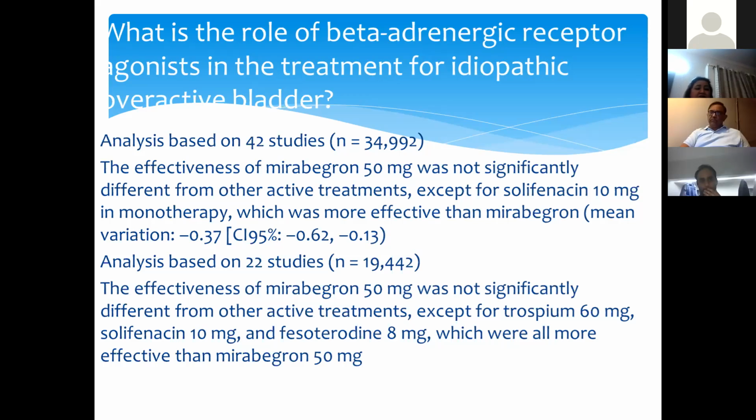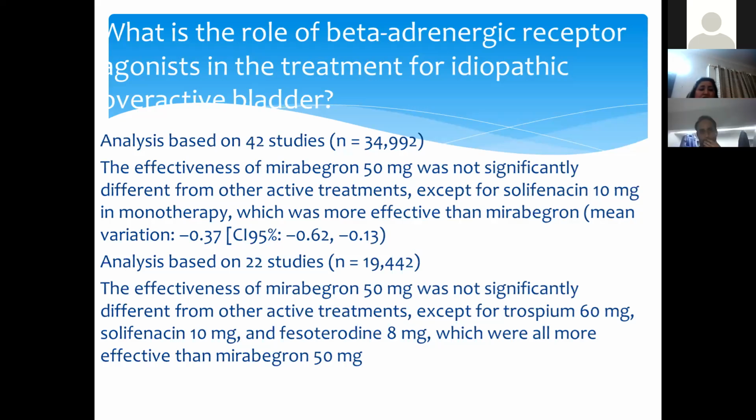The effectiveness of mirabegron, this is the 50 milligram, was not significantly different from other active treatments except for trospium. Now, unfortunately, trospium 60 milligram is not available in Pakistan. And solifenacin 10 milligram, yes. And fesoterodine 8 milligram slow release, we don't have in Pakistan. So if you compare these three drugs, they are all more effective than mirabegron 50 milligram. So as I would again say, with polytherapy, yes, it has a role.